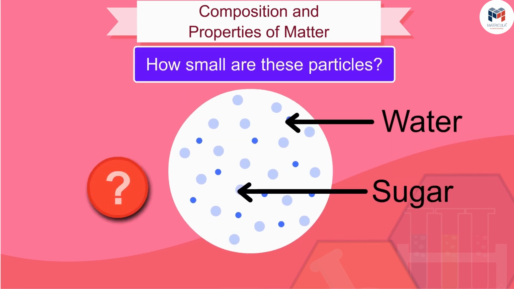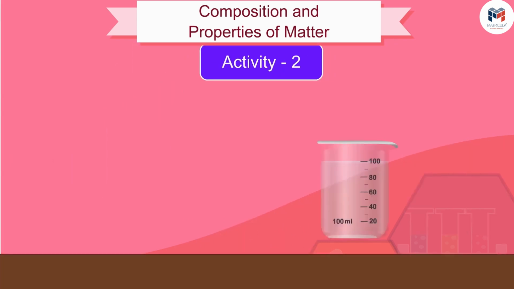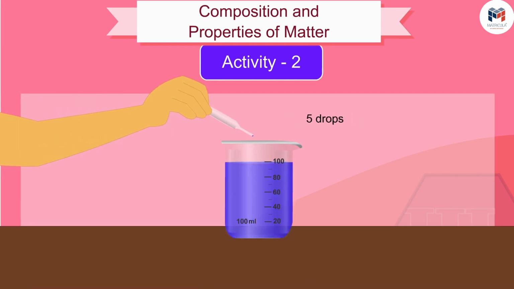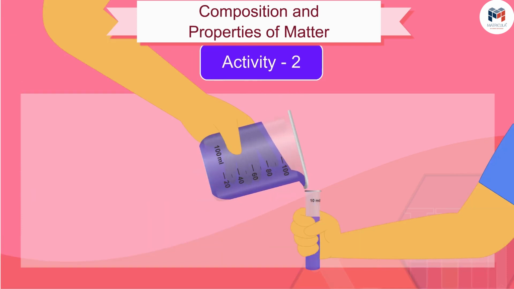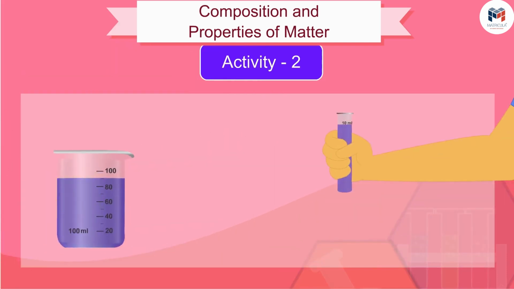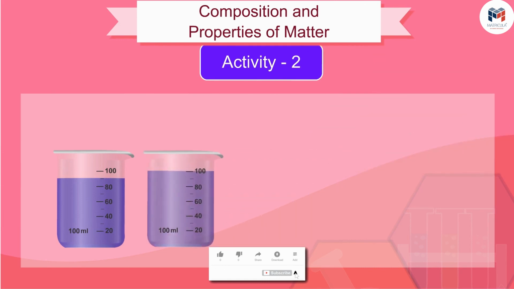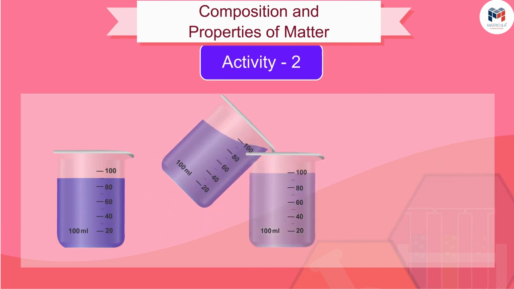But how small are these particles? Let us try to find this out by an activity. Dissolve 5 drops of ink in 100 ml of water. Take out about 10 ml of this solution and mix it in 90 ml of water. Similarly, keep diluting this solution 5 to 8 times.